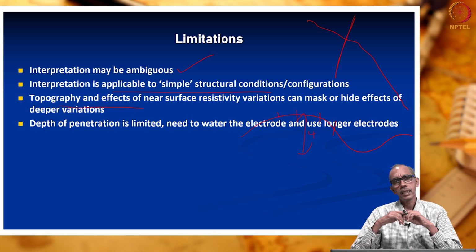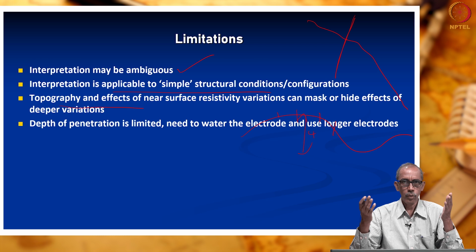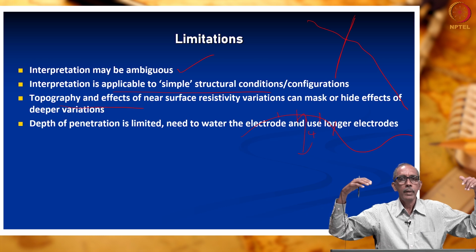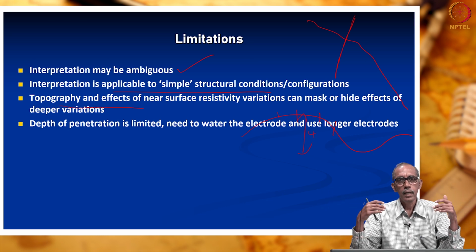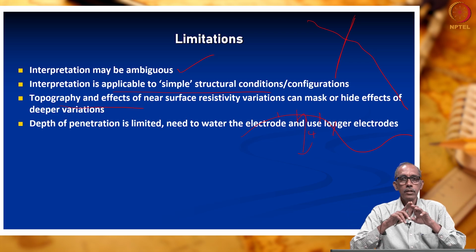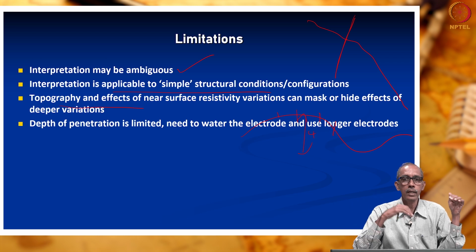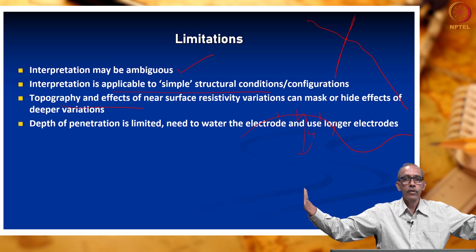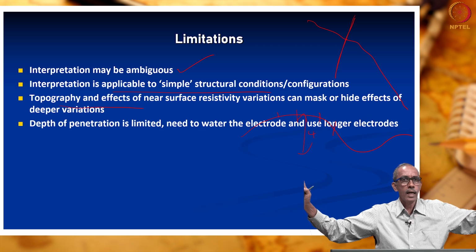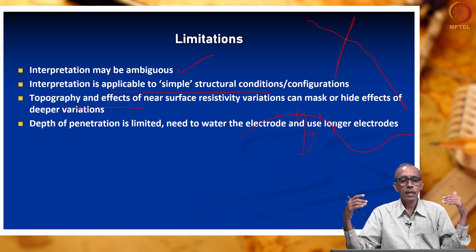And the depth of investigation is usually limited. Why? You know the reason already. Depth of investigation is related to the distance between the electrodes. Many a time there will be logistic constraints in the field, because if you need to investigate 200 meters below the surface using the Schlumberger method, the electrodes have to be kept at 400 meters. So, you may not have a clear accessible region. These are all some limitations.